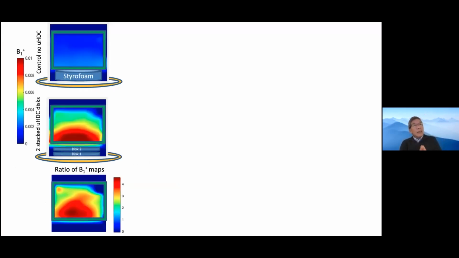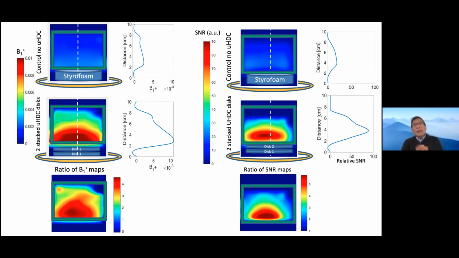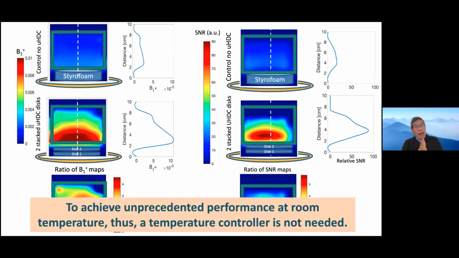So now we did a similar experiment at 10.5 T for the 017 imaging. Again, this is a control without this block, then we just added the block. You can see that the sensitivity of B1 plus lights up, and the ratio is very, very high, even reaching more than 4. More importantly, you can see the 1D profile, more quantitative, and again consistent, and the signal to noise ratio shows a similar improvement, and that's very crucial for many imaging applications. So this technology could reach unprecedented performance at room temperature. No temperature control is needed for this technology.